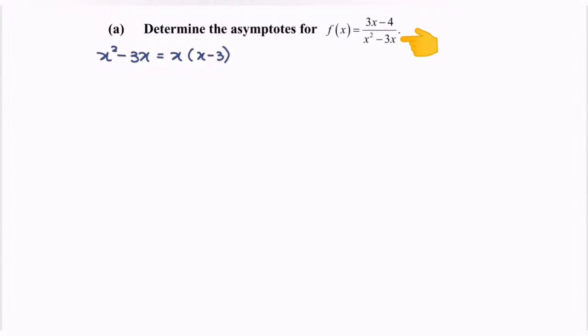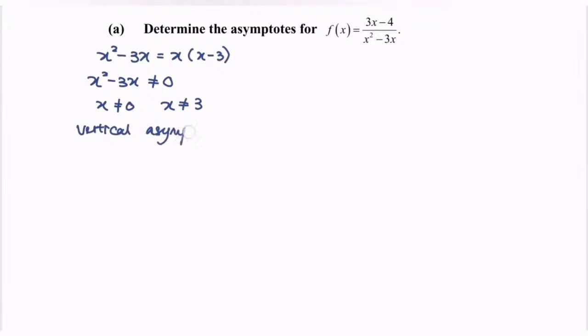So by referring to this part, we can see that x squared minus 3x cannot be equals to 0 because the situation will become undefined. So meaning that in here, x cannot be equals to 0, x cannot be equals to 3. With this kind of method, we can determine the vertical asymptote. So in here, the vertical asymptotes are x equals to 0 and x equals to 3, because when you substitute the value of 0 and 3 into the function, the situation will become undefined.